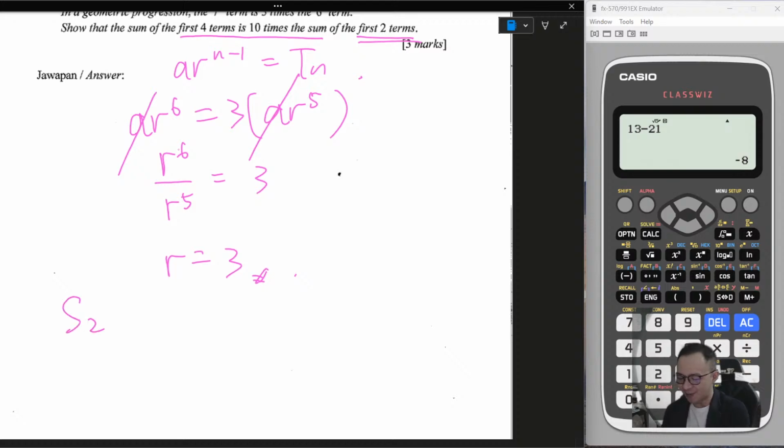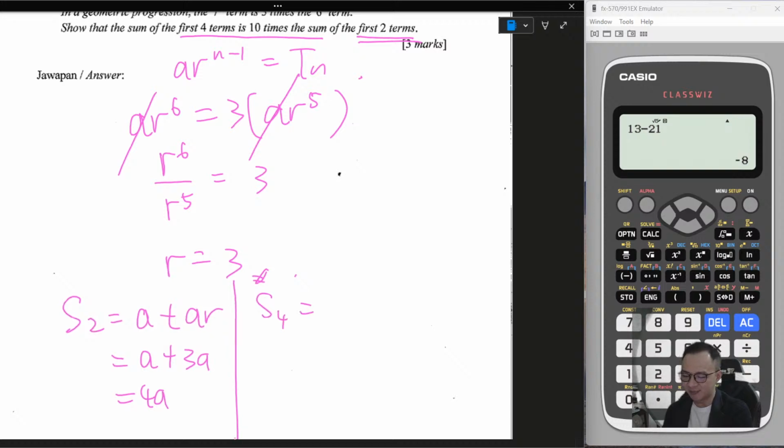Okay, I want to find the sum of the first 2 terms. Only 2 terms, so I'm lazy to apply the formula. It's just the first term plus the second term: a plus ar. And I have r, right? This is a plus 3a, so it's just 4a. This is the sum of the first 2 terms. Then I want the sum of the first 4 terms. For this one, you can apply the formula or do it manually, it doesn't matter. So I just apply the formula. Here r is 3, right? So I prefer this one, r to the n minus 1 over r minus 1.